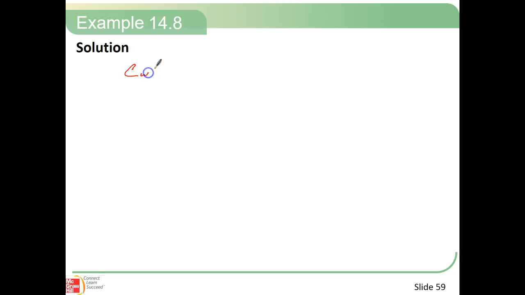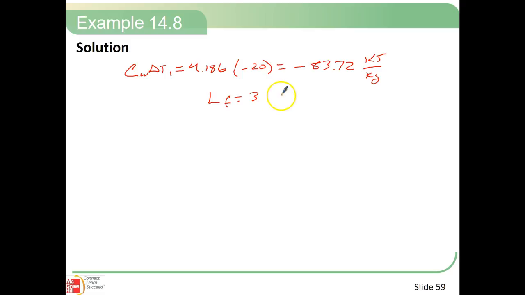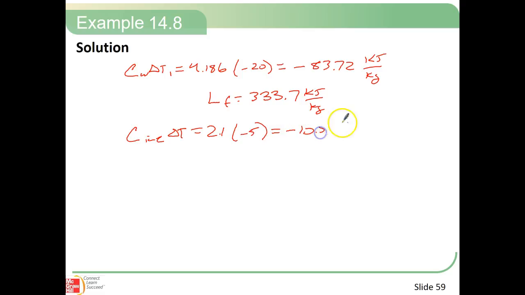We've got c of water times delta T1 is equal to 4.186 times that -20. That would be -83.72 kilojoules per kilogram. We have L_f, which is the latent heat of fusion for ice, for water, I guess, 333.7 kilojoules per kilogram. And then we take c of ice times delta T, and that's equal to 2.1 times -5, and that gives us -10.5 kilojoules per kilogram.